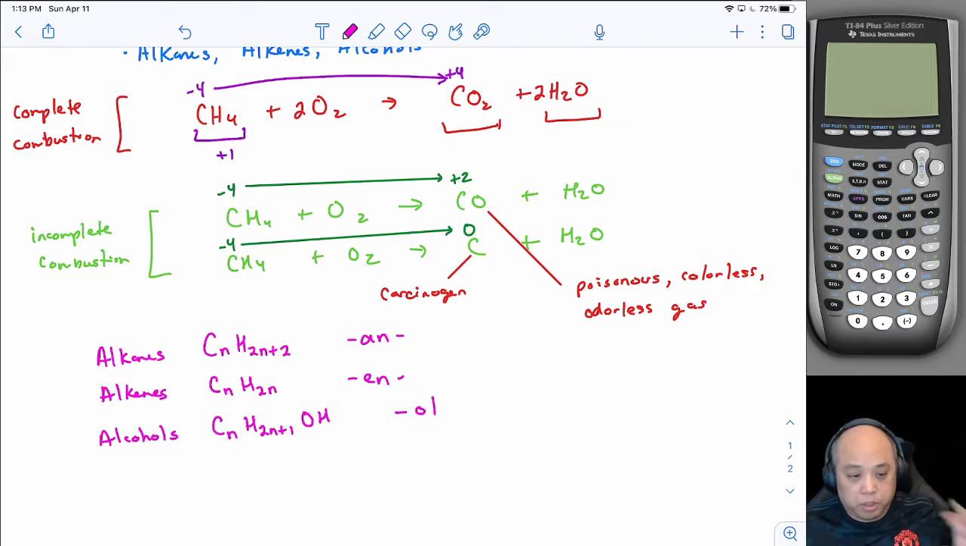And so those 3 kinds of structures for naming are important for organic formulas and things like that. Questions about that?